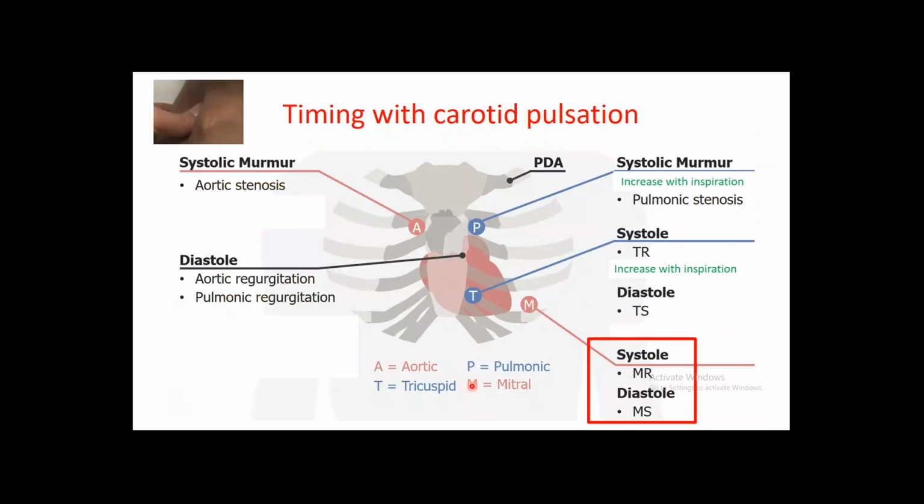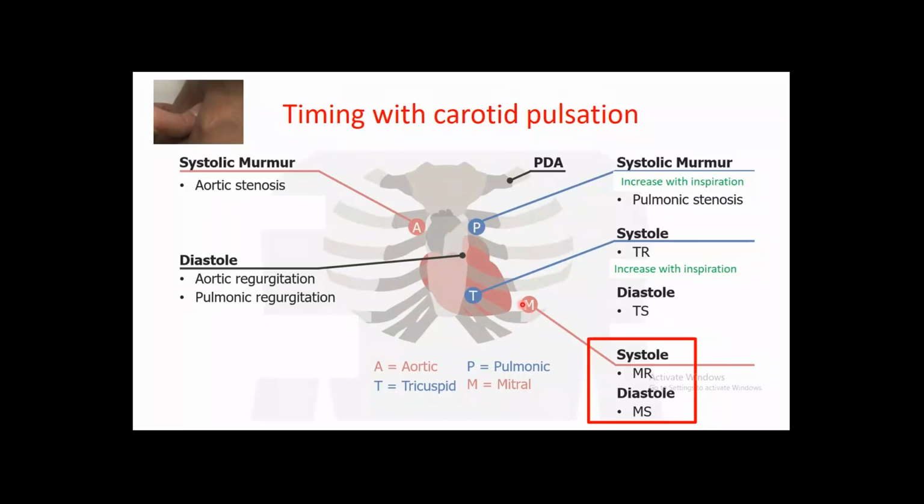Then moving towards abnormal sounds or murmurs. As we said before, we should comment on the site where we hear this abnormal sound and time this sound, whether it's systole or diastole, by palpating the carotid pulsation simultaneously while auscultating the patient. As we said before, we move from the mitral area to the tricuspid area, left parasternal fourth space, third space for the second aortic area, pulmonary area, and finally the first aortic area.